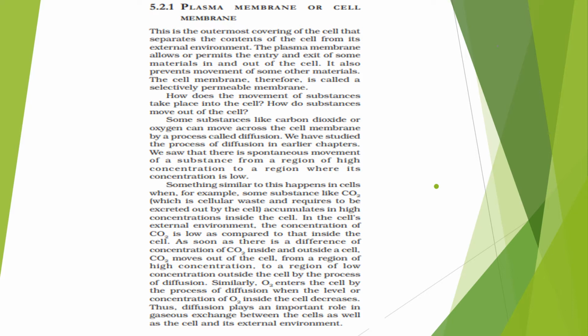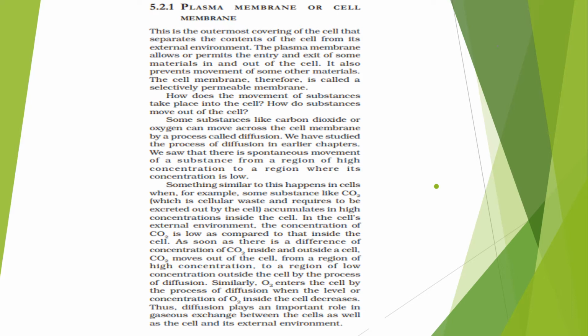Students of class 9, let's continue our chapter Fundamental Unit of Life. In today's topic, we'll talk about the plasma membrane or cell membrane. As we already know, the cell membrane or plasma membrane is the outer cover or outer layer of the cell, which protects the inside material from the surroundings. This is the outermost covering of the cell, and it separates the contents of the cell from the external environment.